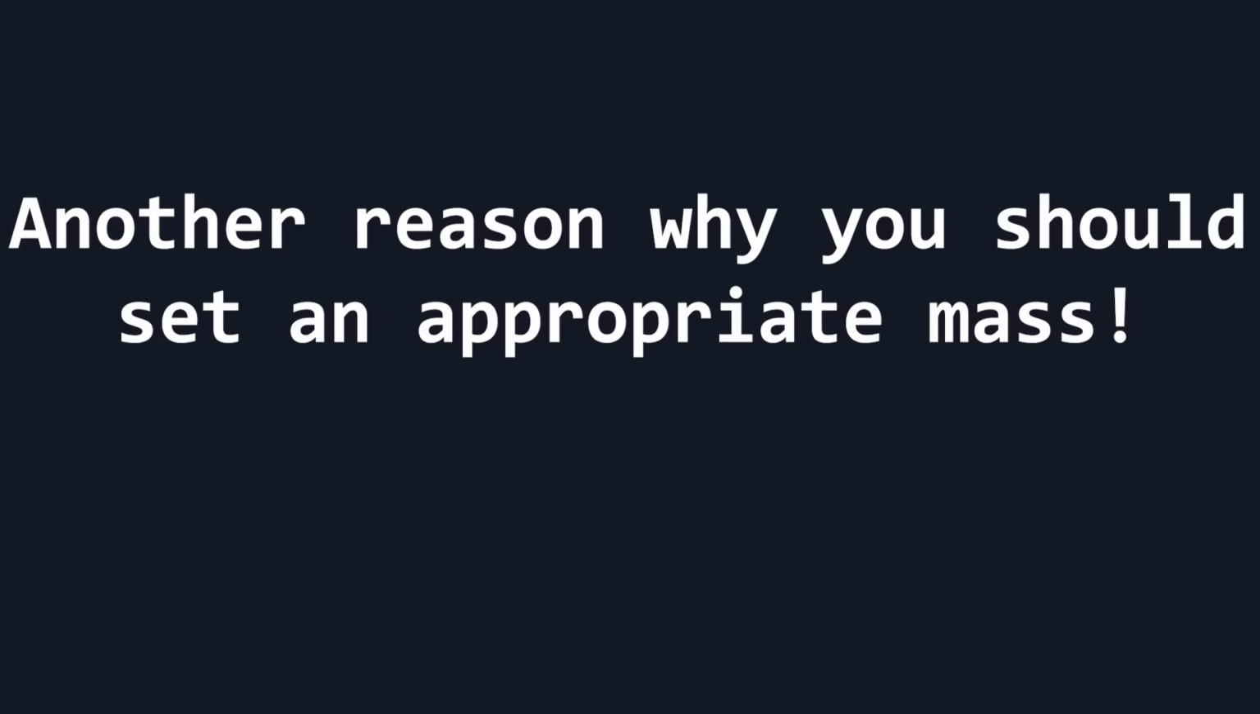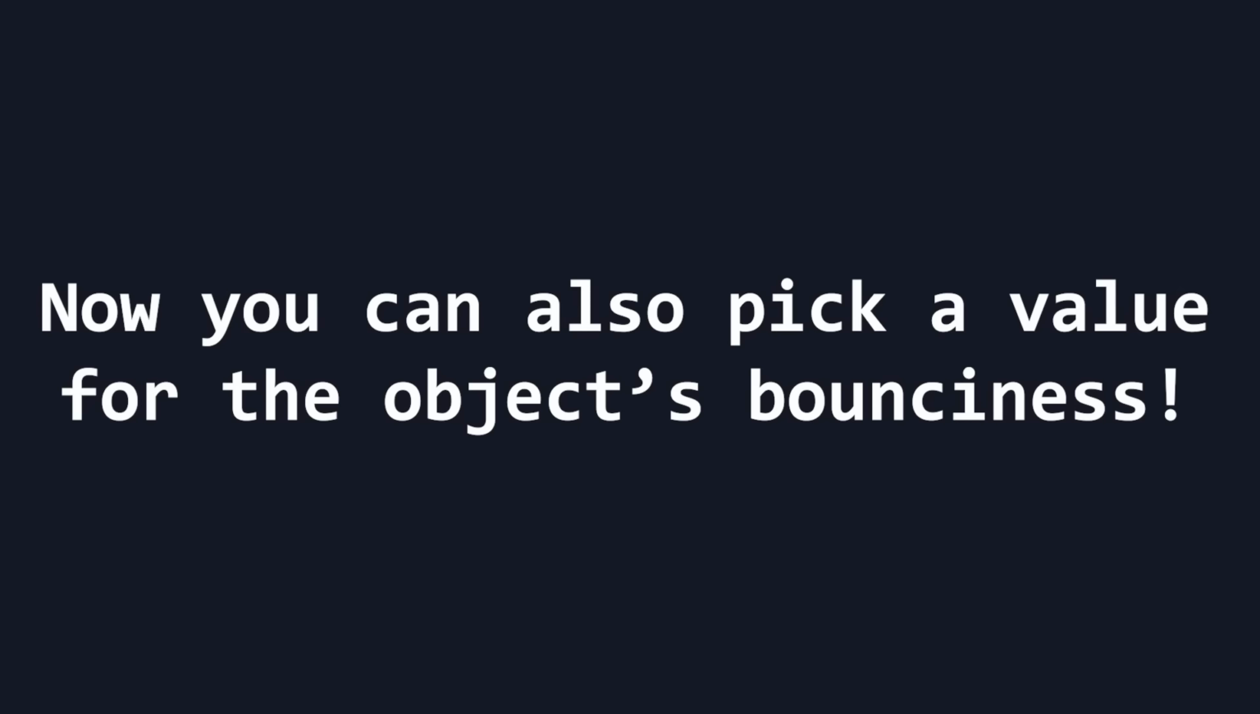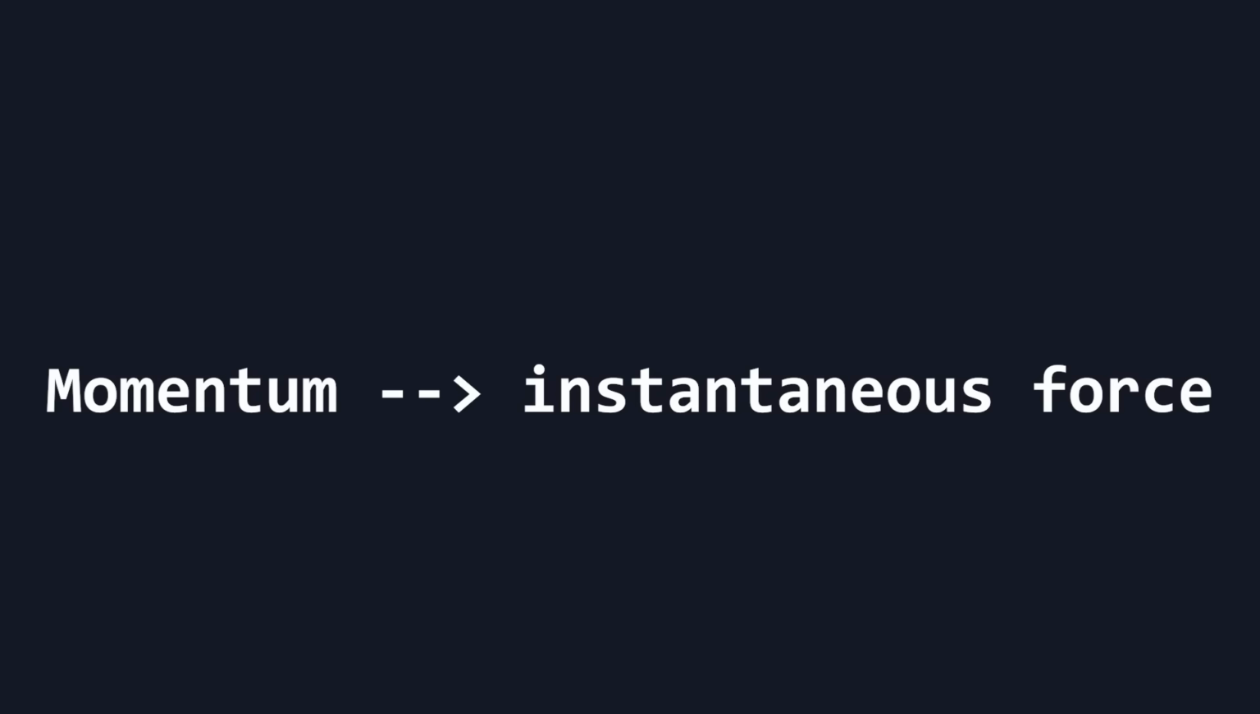This is all the more reason why you should set an accurate mass as the first thing you do when you make a physics object for a game. And now, when picking a value for your friction, you should also consider the bounciness value for your object as well. Now we're going to take our new understanding of momentum and talk about something pretty paradoxical, an instantaneous force.